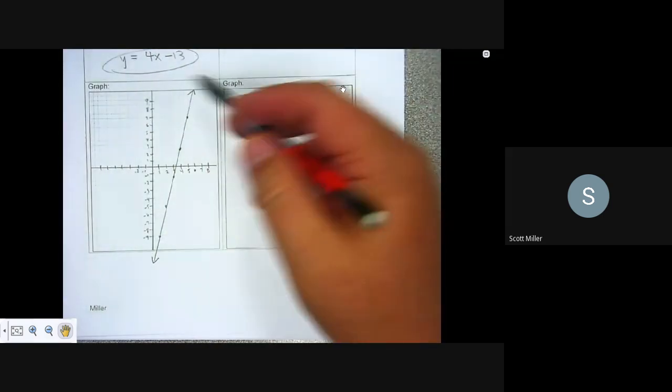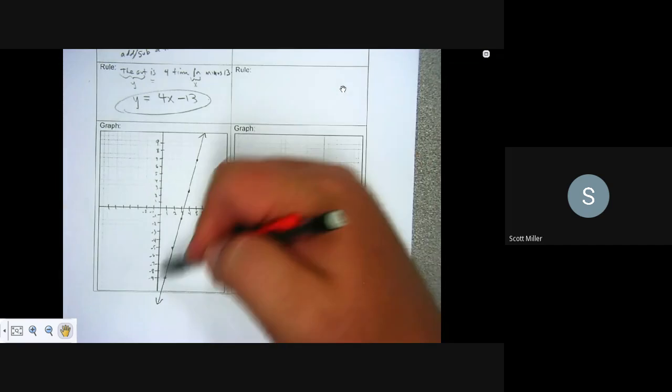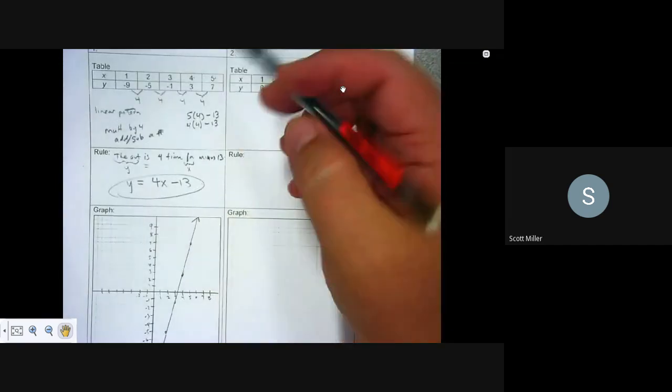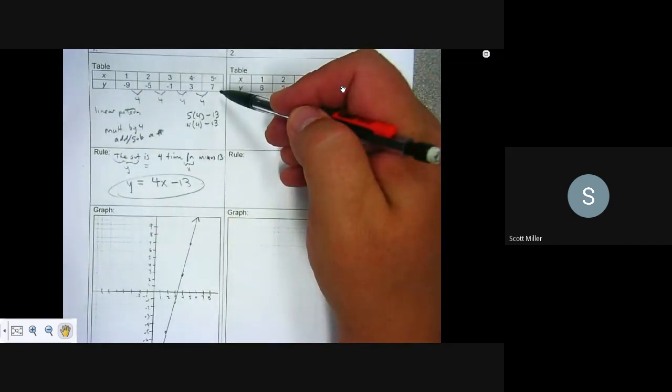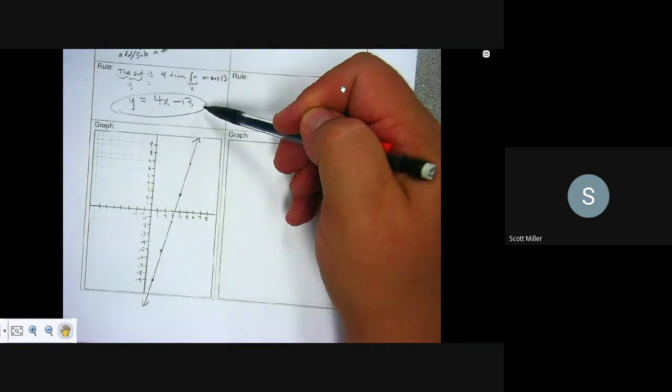This is a visual representation of that equation. The dots are a visible representation of this table. The dots are the table. The line is your rule. That's what it's doing, okay?